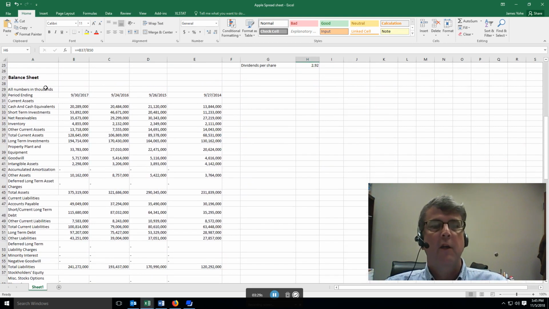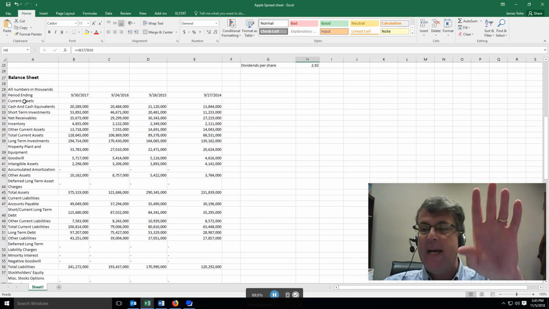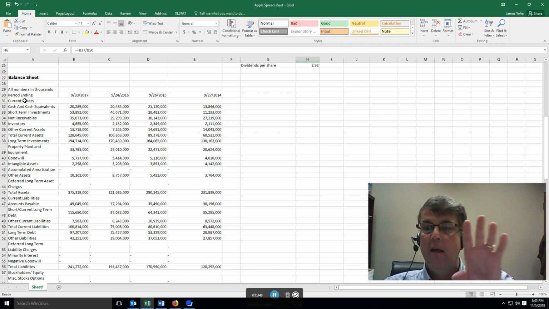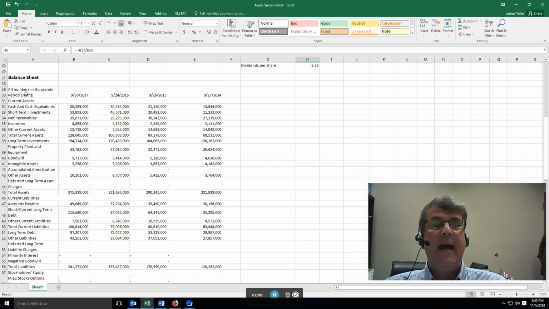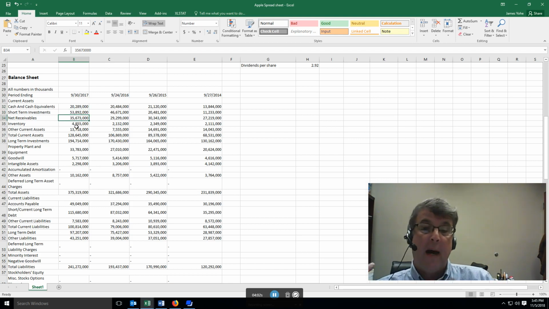Here is the balance sheet. A balance sheet always has assets, liabilities, then equity. So we're looking at assets, and we want current assets. The things that count as current assets are cash and cash equivalents, that's cash, say a bank account. Short-term investments, if you have stocks or bonds or money markets, those things count as short-term investments. Net receivables, that's money that's owed to you by your customers.